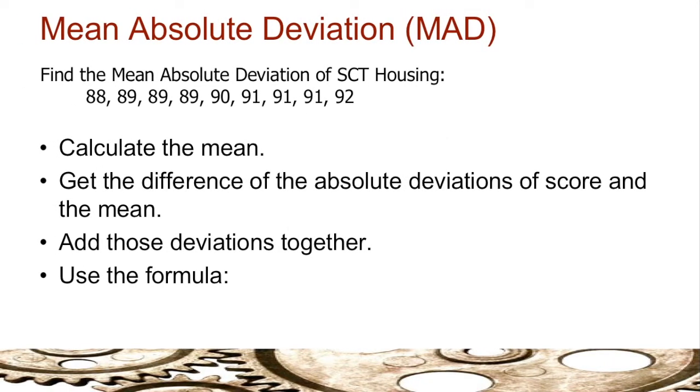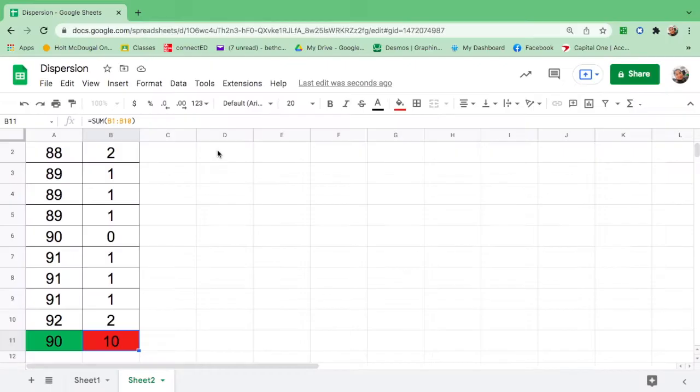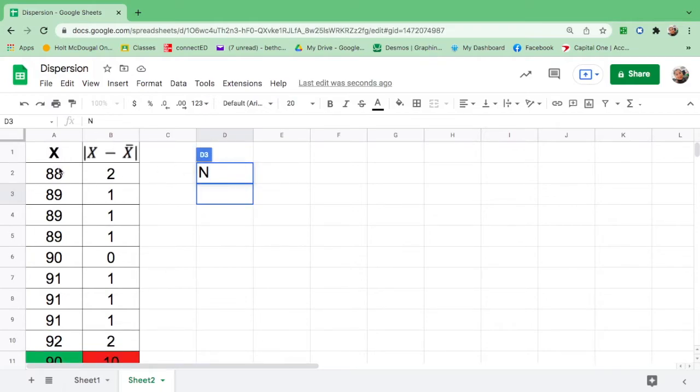And lastly, use the formula. So we will divide the sum by n. Let's put the MAD here. The sum is 10, but what is n? N is the total number of scores. Let us count. 1, 2, 3, 4, 5, 6, 7, 8, 9. So there are 9 scores. So therefore, your n is equal to 9.